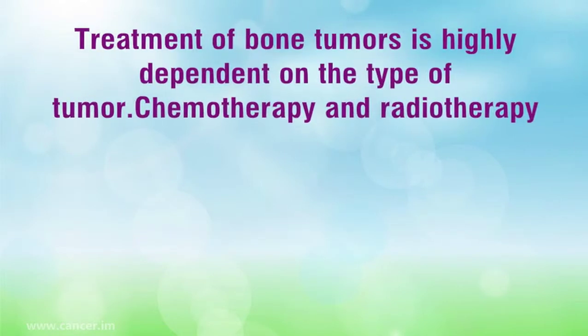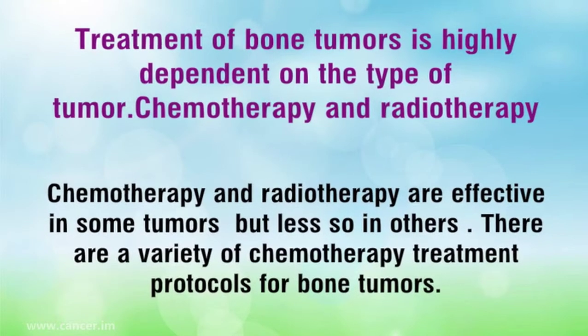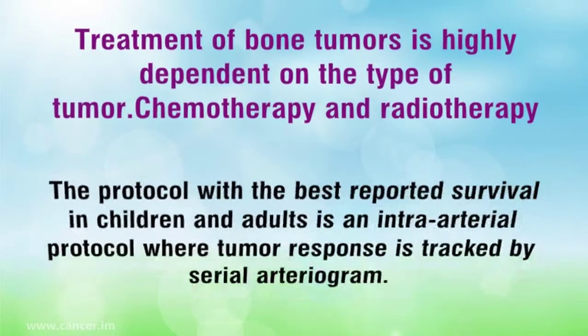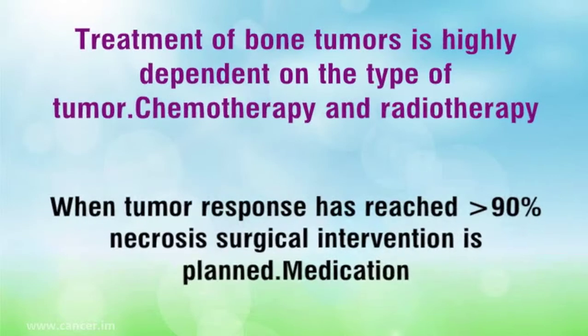Treatment of bone tumors is highly dependent on the type of tumor. Chemotherapy and radiotherapy. Chemotherapy and radiotherapy are effective in some tumors but less so in others. There are a variety of chemotherapy treatment protocols for bone tumors. The protocol with the best reported survival in children and adults is an intra-arterial protocol where tumor response is tracked by serial arteriogram. When tumor response has reached more than 90% necrosis, surgical intervention is planned.